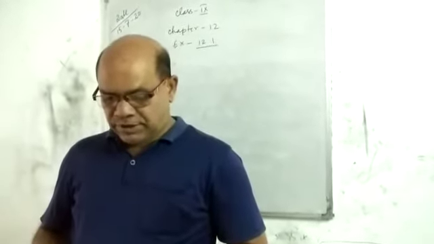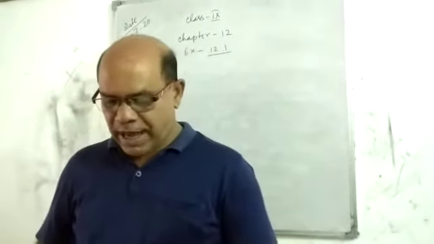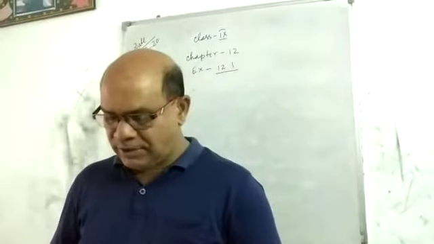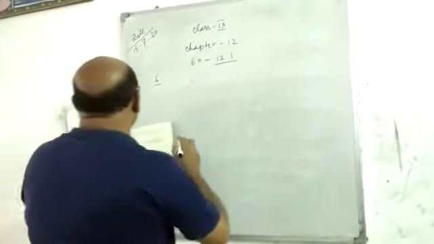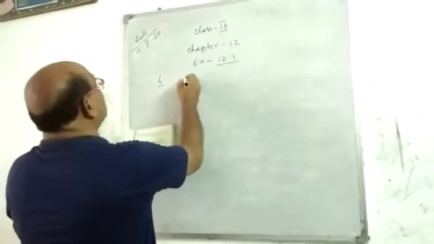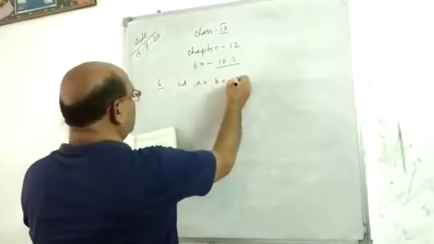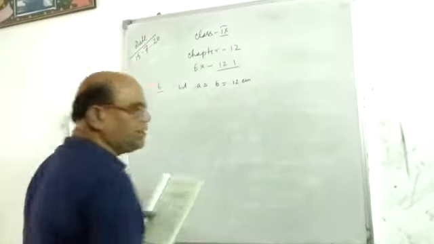So now number six we have the question: an isosceles triangle has perimeter 30 cm and each of the equal sides is 12 cm. Find the area of the triangle. Here also the perimeter is given and two equal sides are given. We can start: let A is equal to B is equal to 12 cm. These two sides are equal, meaning the equal sides are 12 cm.